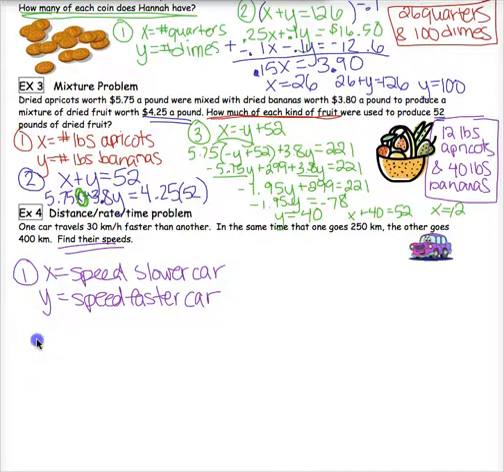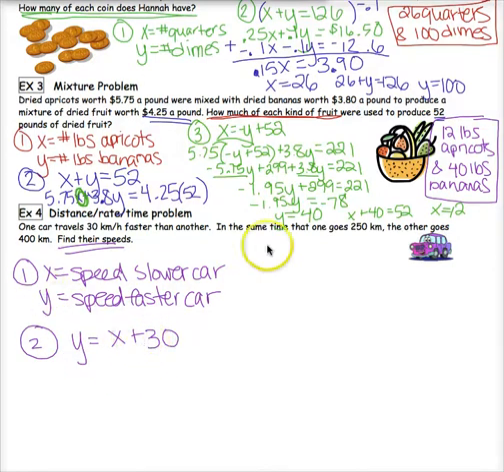Step 2, write some equations. One car travels 30 kilometers per hour faster than another. So the faster equals the slower plus 30 kilometers per hour. Now, you could write this a variety of ways. You could write y minus x equals 30. You could write x minus y equals negative 30. Bunches of different ways to write that first equation.